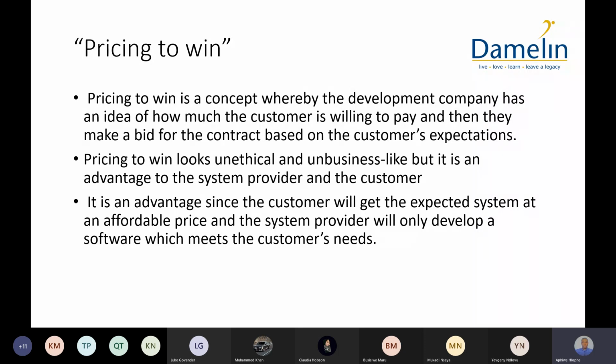So pricing to win looks unethical and unbusinesslike, but it is an advantage to the system provider and the customer. It is an advantage since the customer will get the expected system at an affordable price, and the system provider will only develop software which meets the customer's needs. I think somewhere along the line it makes good business sense, but obviously you need that inside information.